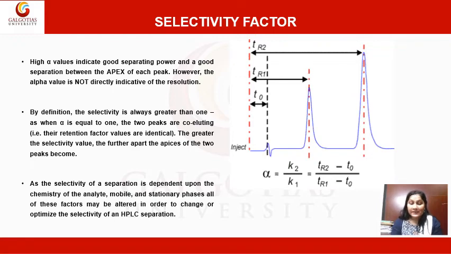That means these two components are either the same, or we are not getting a clear separation of these components if they are different. So we have to alter the mobile phase or stationary phase or temperature or the analyte. There are so many factors that affect the separation factor of your chromatographic peak. You can see here.